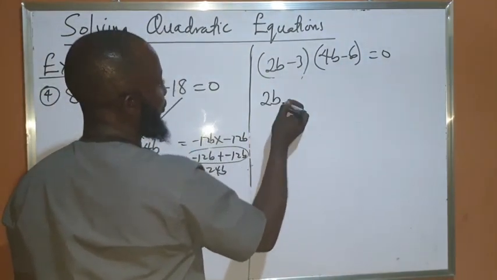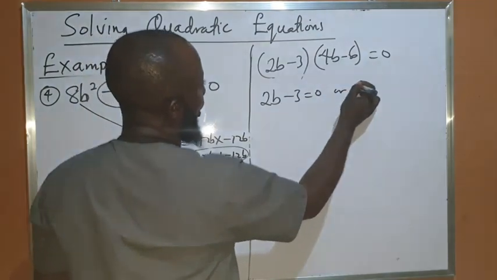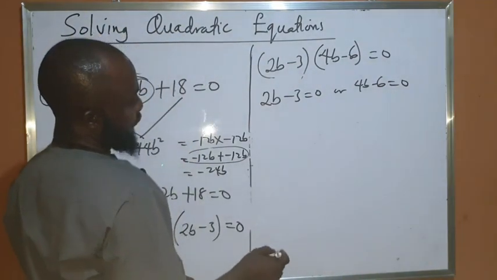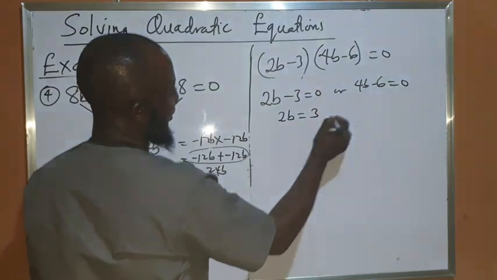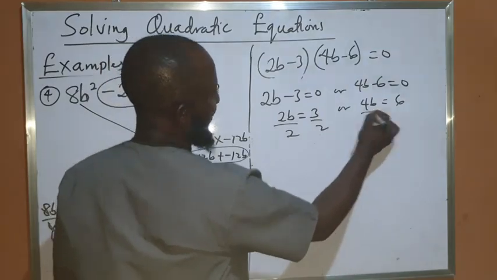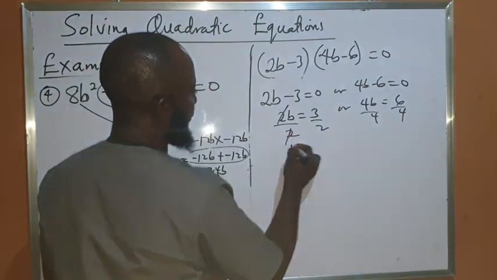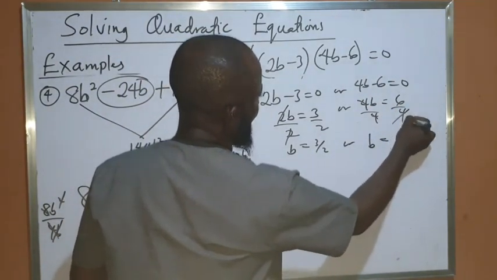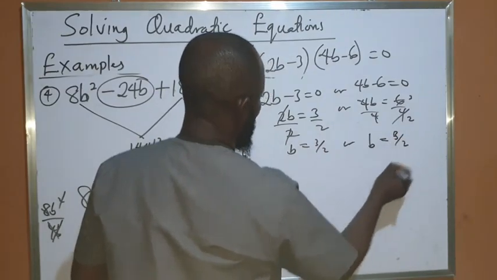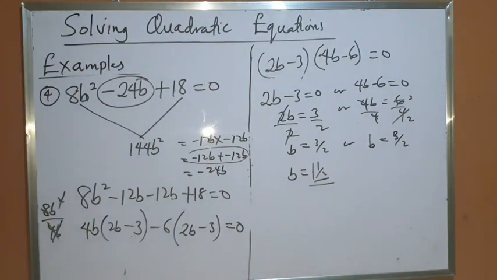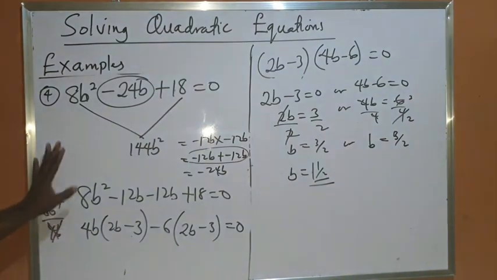From here, we can proceed further to equate this to 0. So this is going to give us 2b minus 3 equal to 0, or 4b minus 6 equal to 0. I hope I'm making sense and I'm not too fast. So this is going to be 2b equals 3, or 4b equals 6. We divide both sides by 2, and divide both sides by 4. Therefore b equals 3 over 2, or b equals 6 over 4, which is 3 all over 2 as well. So that means b equals 3 over 2. I hope this is very clear. So that is that on question number 4.